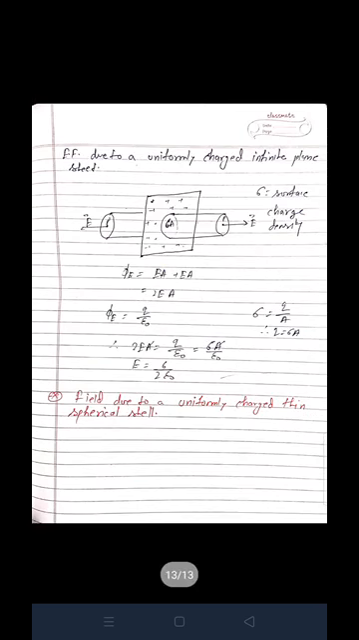One more place we will use Gauss theorem. Again we will find the electric field due to a uniformly charged infinite plane sheet. There is a plane sheet you can see over here in the middle. We need to find the electric field due to this plane sheet. Again here we are taking two areas. We have drawn a cylinder because we know that the Gauss theorem is valid only for a closed surface. So we have drawn a cylinder over here.